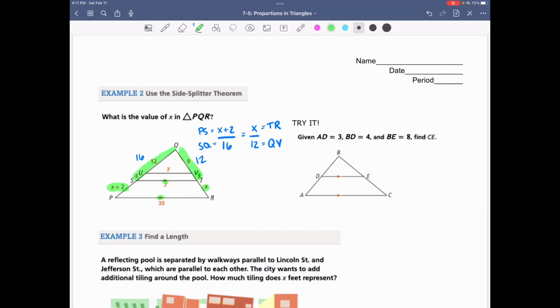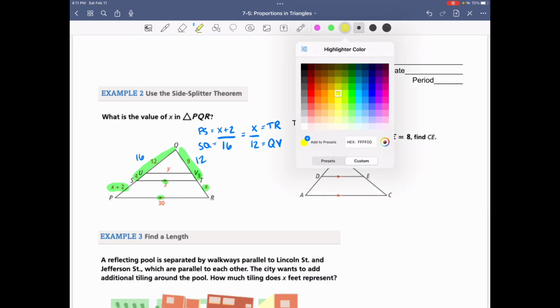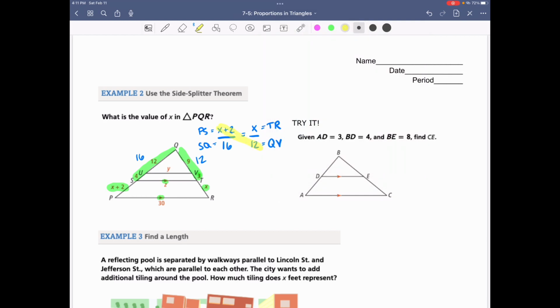Now we want to cross multiply, the yellow highlighter. We're going to cross multiply these, and we're going to cross multiply these. So when I multiply 16 times x, that's easy, I get 16x. Then multiplying the 12, I want to multiply it with parentheses, and I'm going to have to distribute. And then we'll just solve for x, and it should work out just fine. So 16x is equal to, distributing, we get 12x plus 24, because 12 times x and 12 times 2.